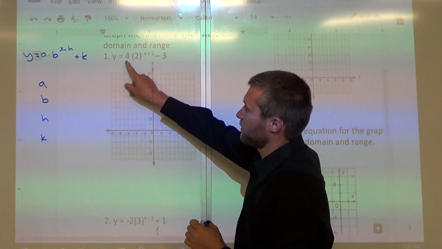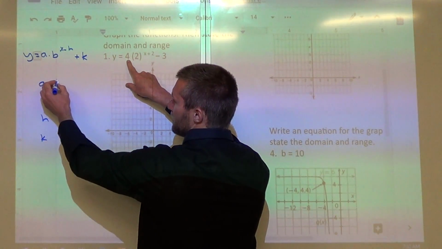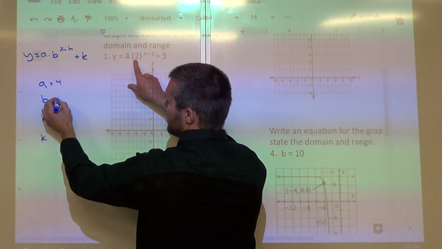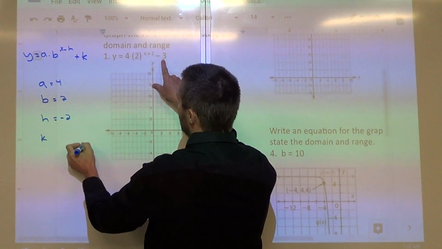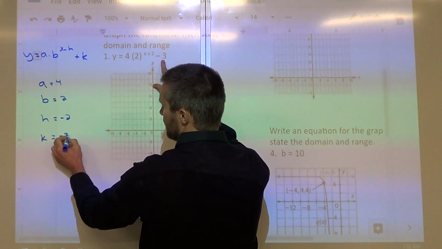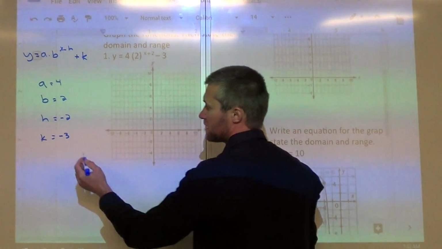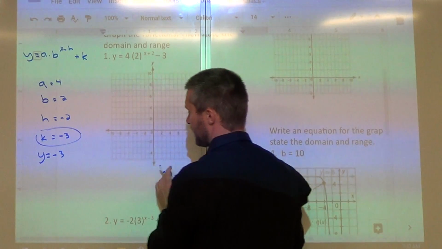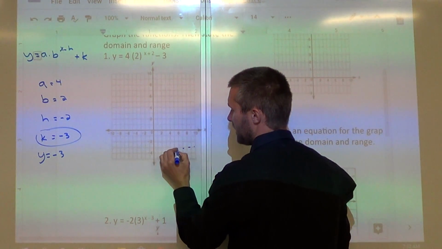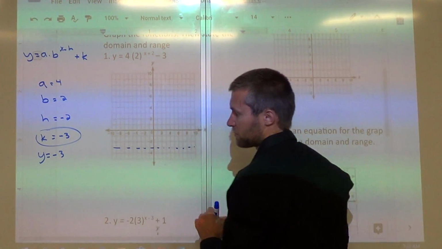So we just go through right down the line. There's my A value, my B value, my H value is opposite the sign, and then my K value. The K value will always give you your asymptote. So I know it's -3, so I can go down here, -3, and I have my horizontal asymptote.